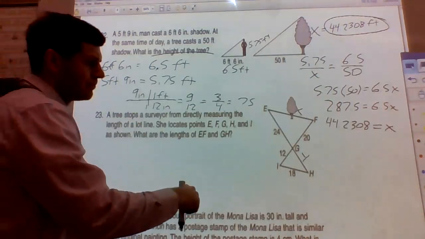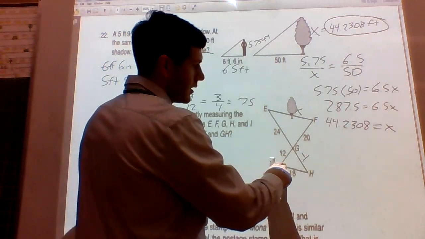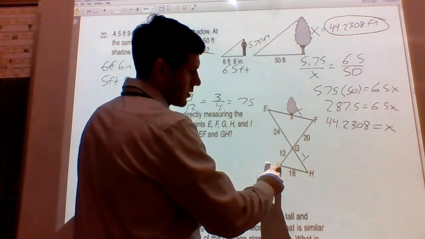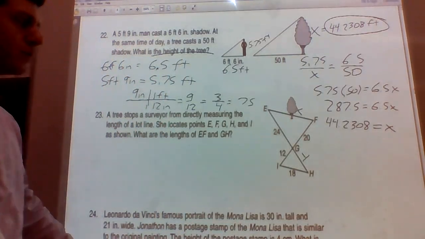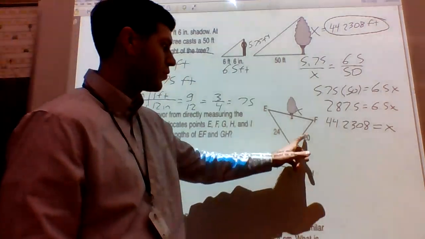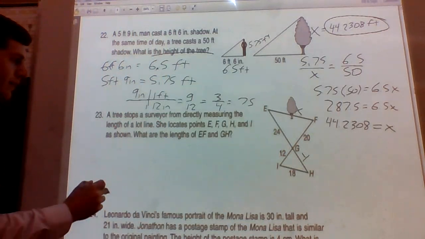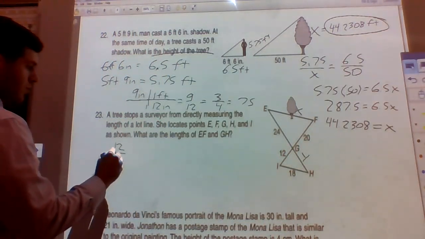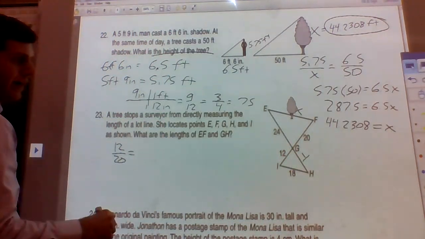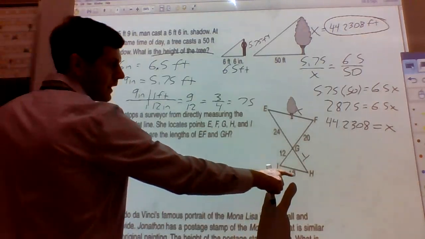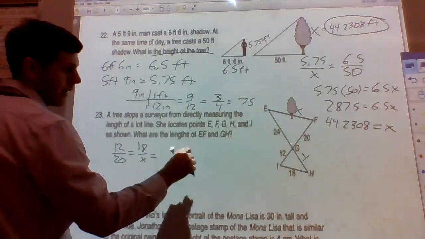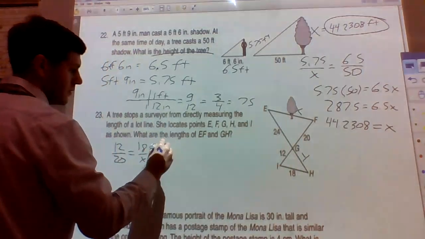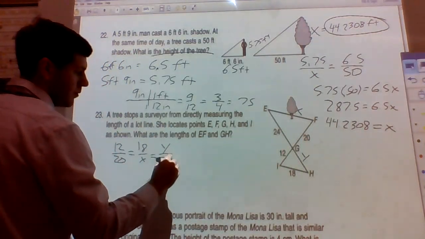So 12, right, is our shorter side. It's going to correspond with the 20. So we're going to have 12 over 20. We're going to have 18 over X. And then we're going to have Y over 24. Y over 24.